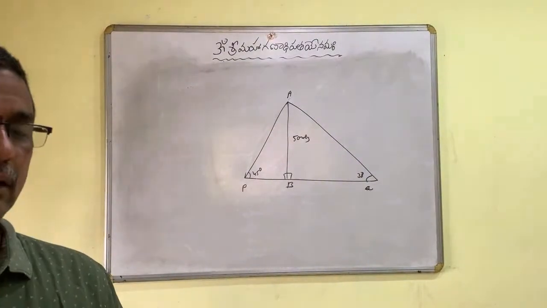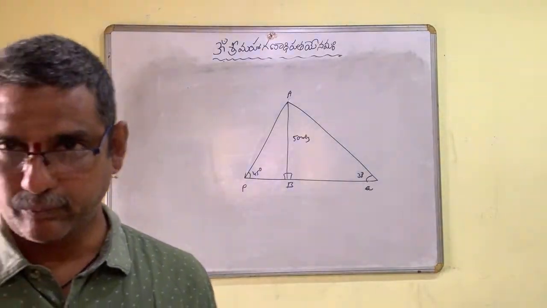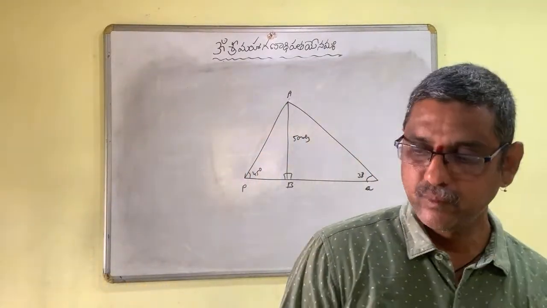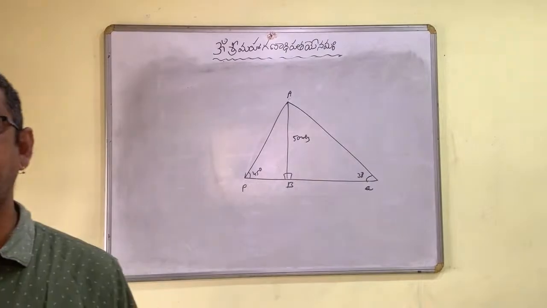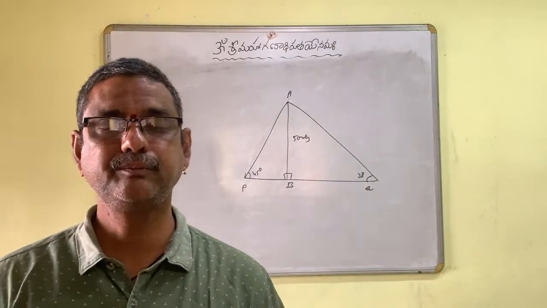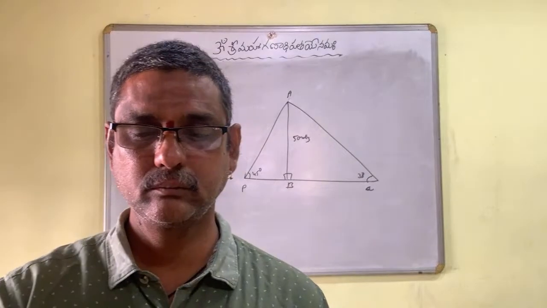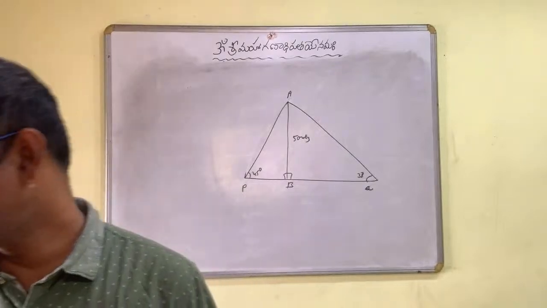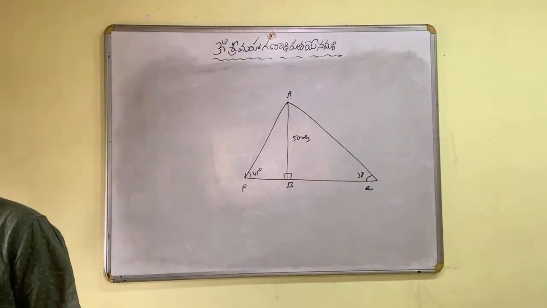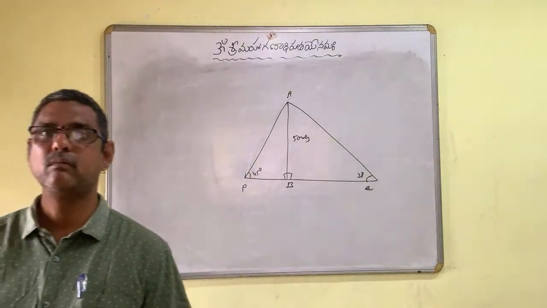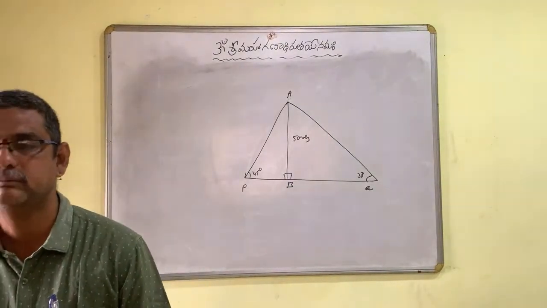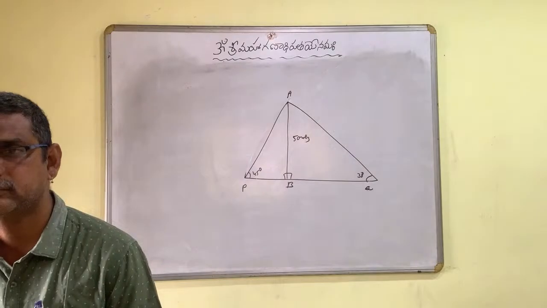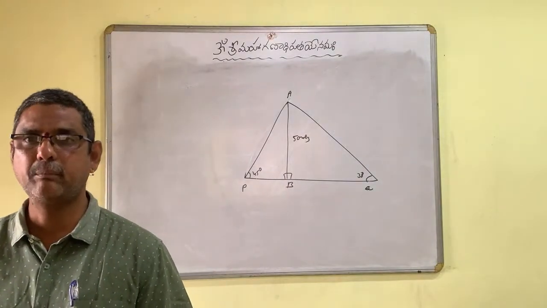Okay? So what to do now? Anyone? What we have to find out? Tell me. From the figure, what we have to find out? PQ. Distance between PQ. Yeah. So how can we find out PQ? Any idea? How can we find out PQ?